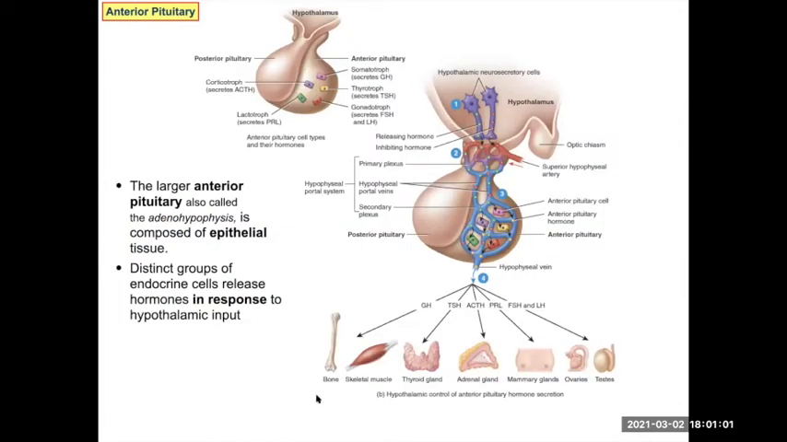This is the larger again of those two glands right there. And while the posterior one was neural tissue, really an extension of the hypothalamus kind of, the anterior one is actually derived from epithelial tissue. It's normal epithelial glandular tissue, right? Those endocrine cells are going to secrete the hormones into the blood there, right?